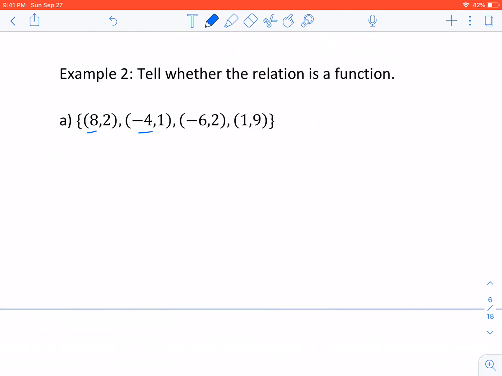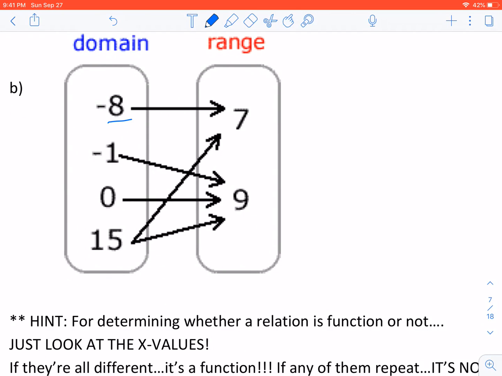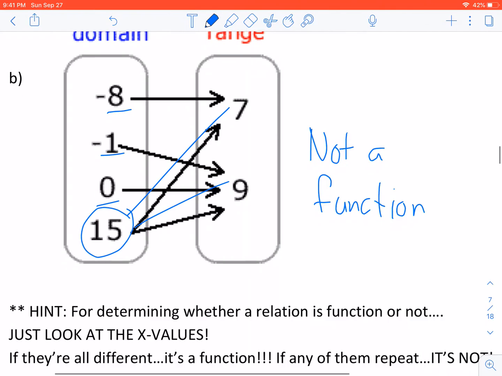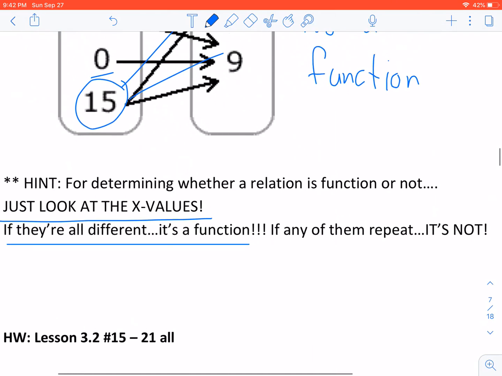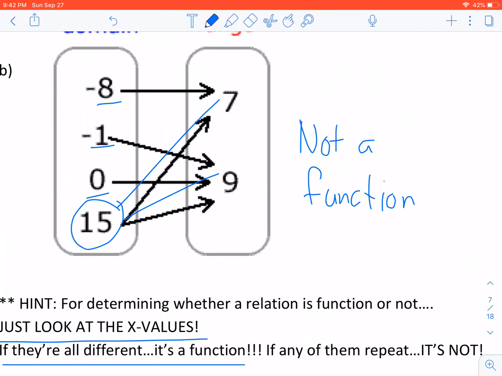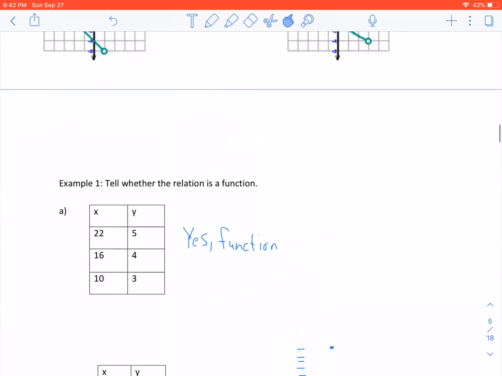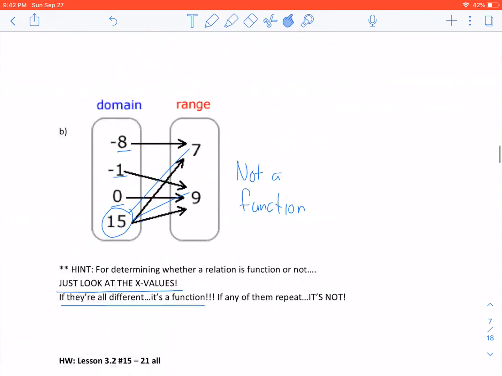Same thing here. 8, -4, -6, 1. They are all unique. Function. These. -8, -1, 0. 15 though goes to 7 and 9. Not a function. So again, just look at the x values. If they're all different, it's a function. If any of them repeat, it's not. And that's how you determine domain and range and whether or not something's a function for 3.2.